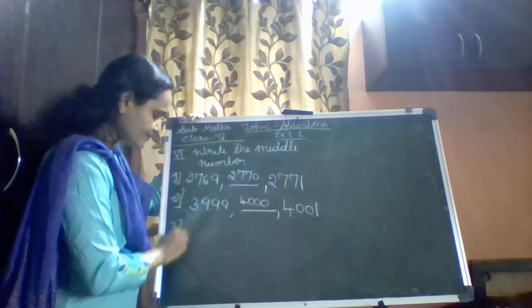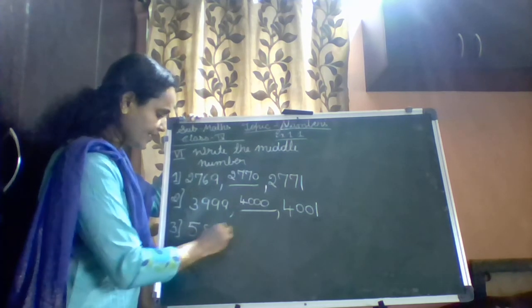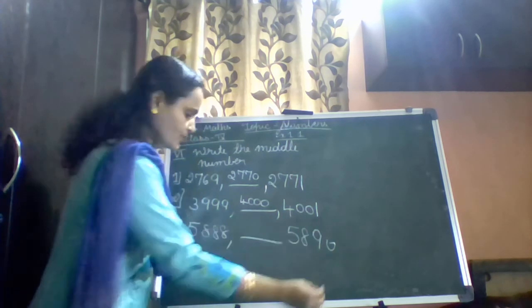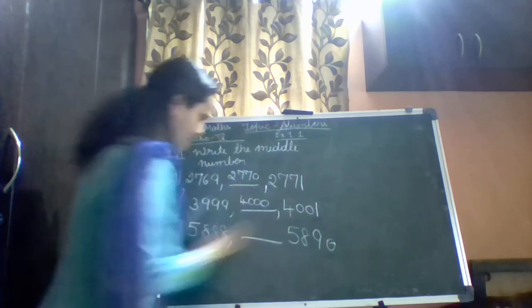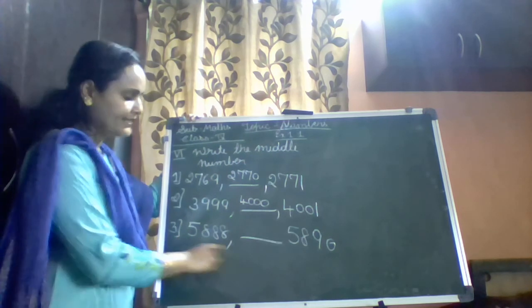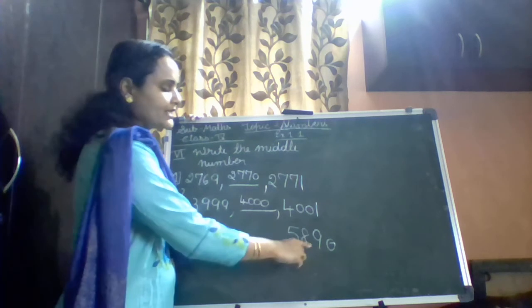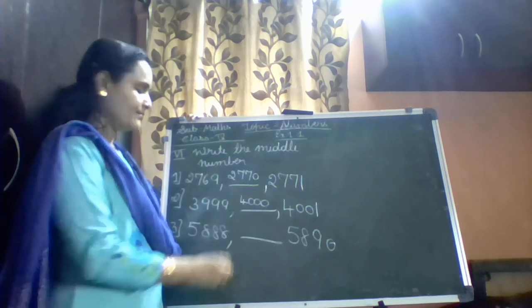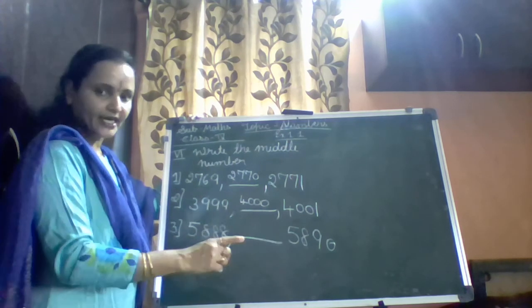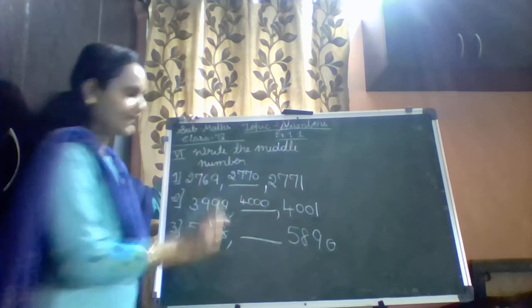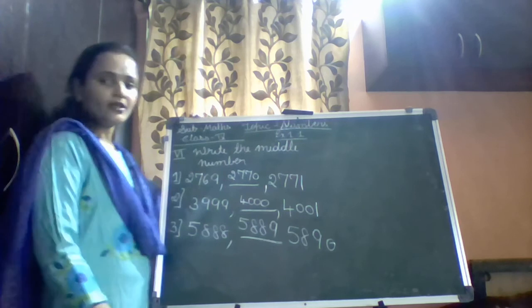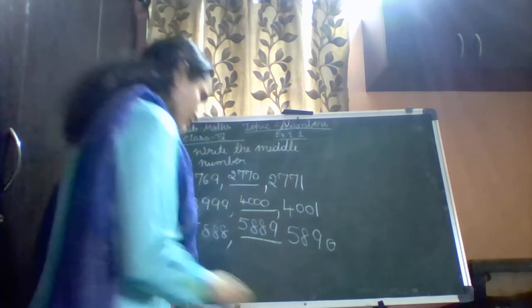One more sum. 5888 comma dash 5890. So how do you read this number? 5888 dash, the last number is 5890. What would be the middle number? 5888, 5889, and then 5890. So what is the middle number? 5889. So this is how you write the middle number. Now we'll move on to the next topic.